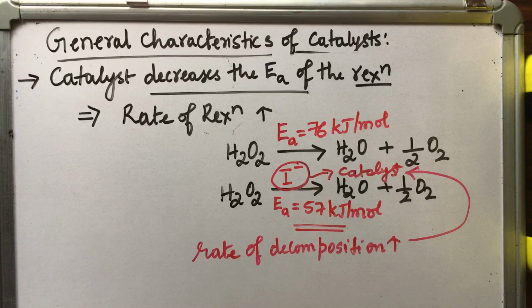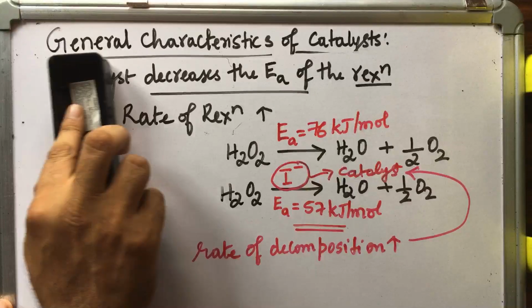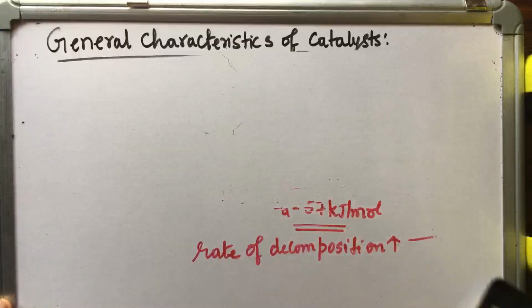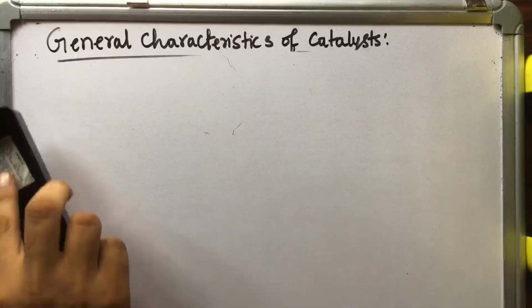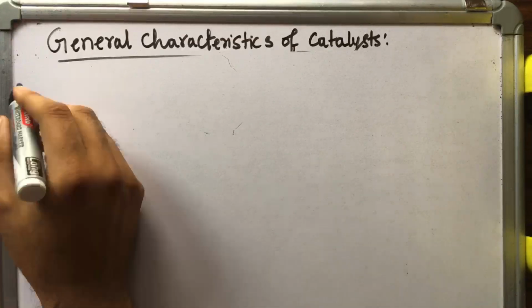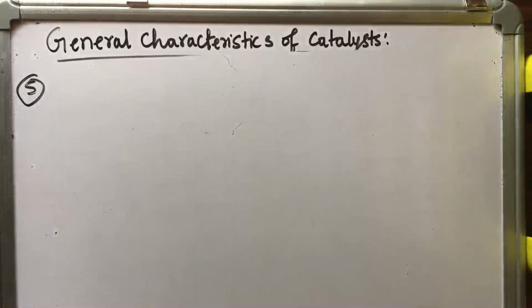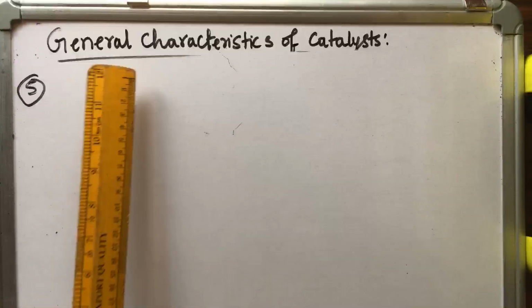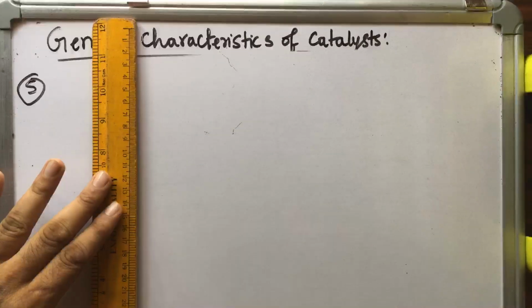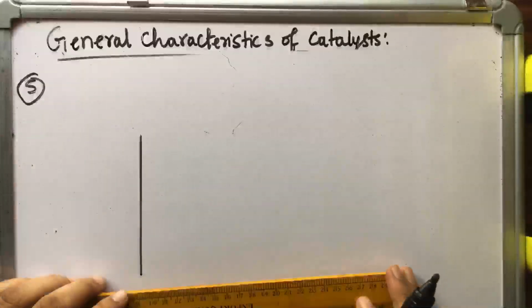Now the next important characteristic feature of the catalyst. That is the fifth property that we are going to study. Let me say that point number 5 that we need to study is that in your chemical kinetics chapter, you have studied the effect of a catalyst on the rate of a chemical reaction. Is it, students? Let me draw the graph of the reaction so that you can understand easily.